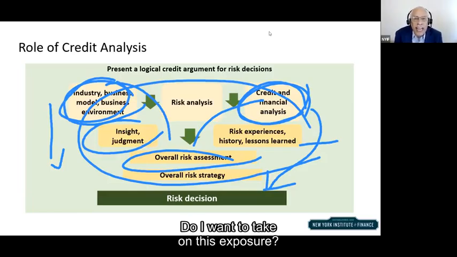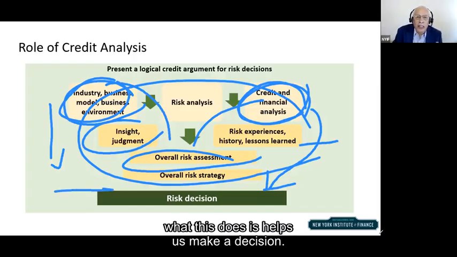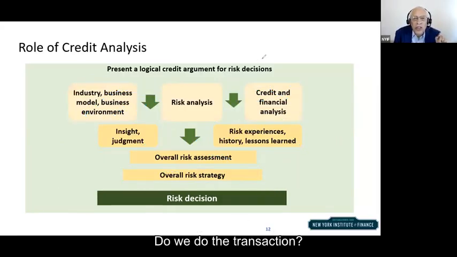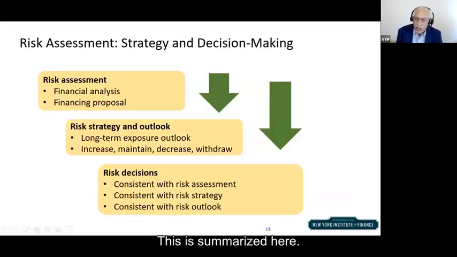Do I want to take on this exposure? Am I willing to take a risk? And then, as we had said, ultimately what this does is helps us make a decision. Do we do the transaction? Do we do the loan? Do we buy the bond? So credit risk management helps us make credit risk decisions. So this is summarized here.